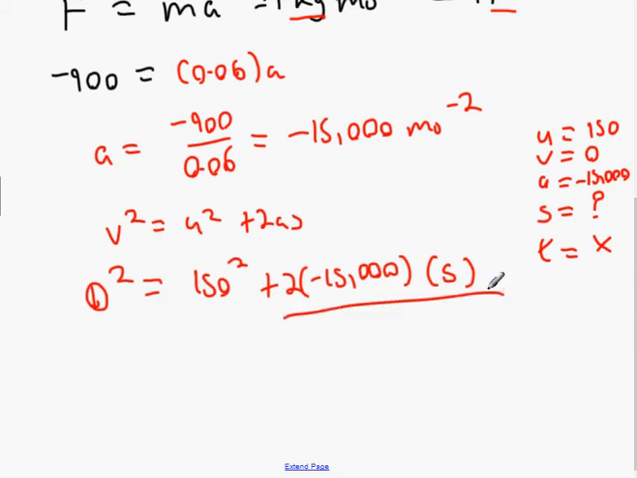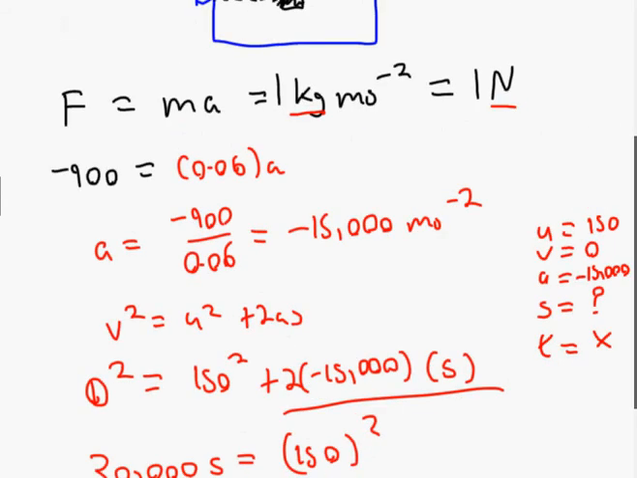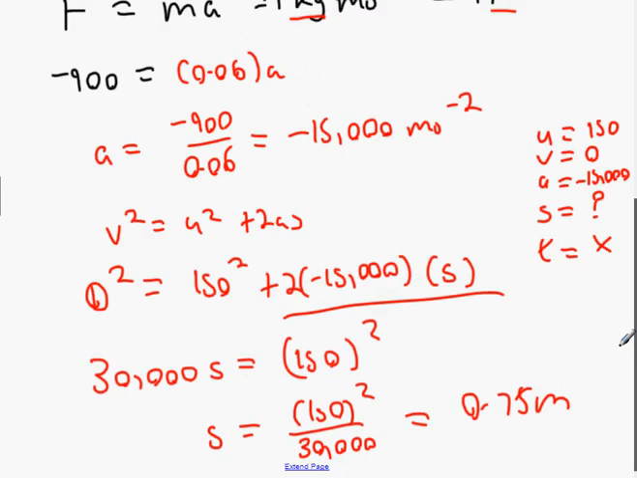Bring this whole minus 30,000 S over the other side, so 30,000 S equals 150 squared. S equals 150 squared all over 30,000. And when you put that into the calculator, pretty sure it comes out to be 0.75 meters. Does it ask for it in centimeters or anything like that? 75 centimeters or 0.75 meters. Okay. Good with that? Moving on.